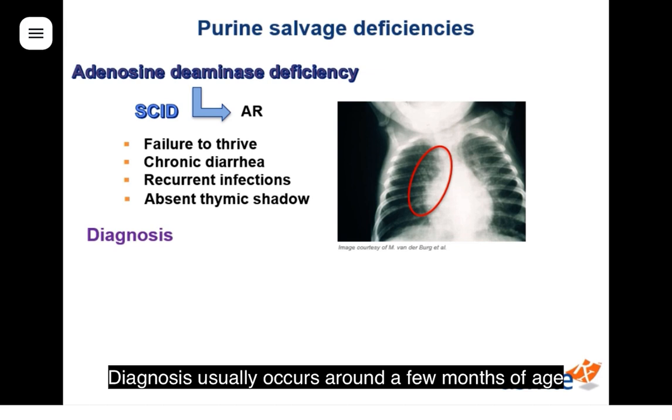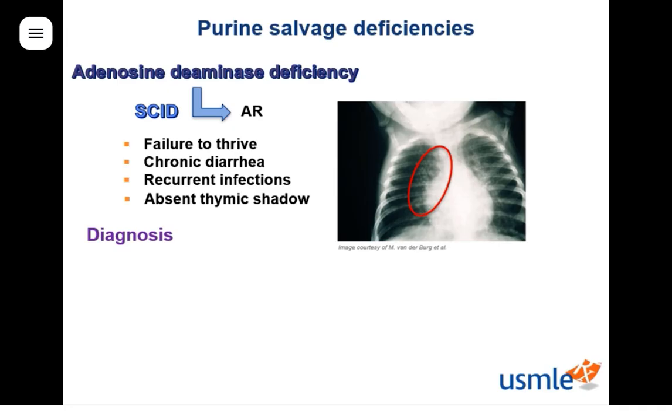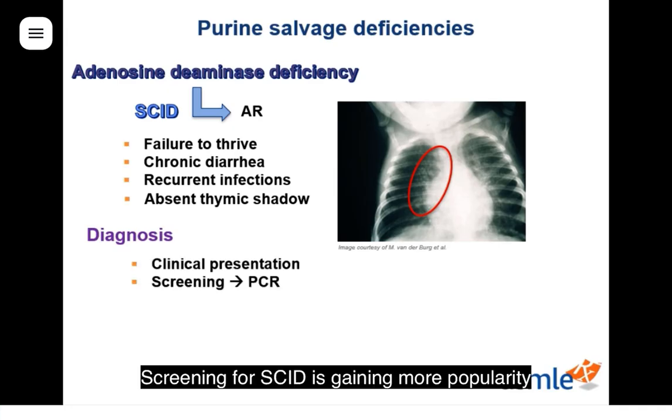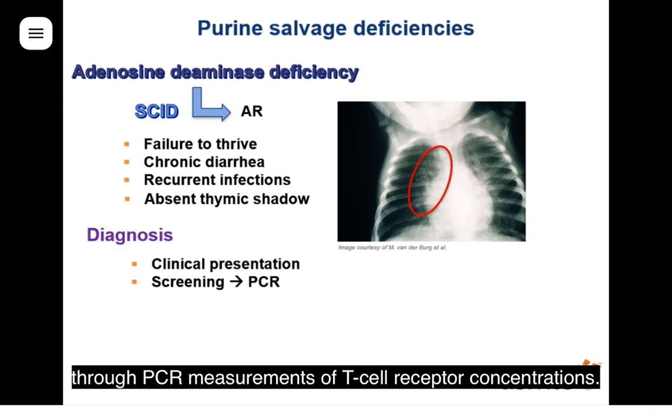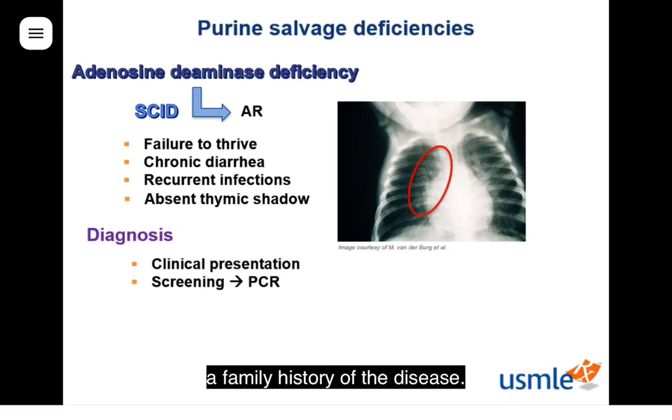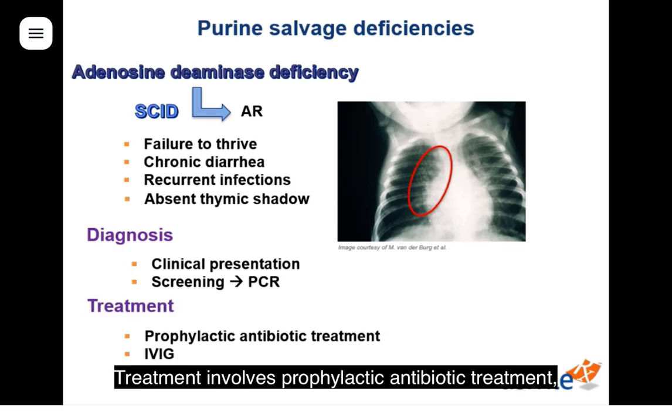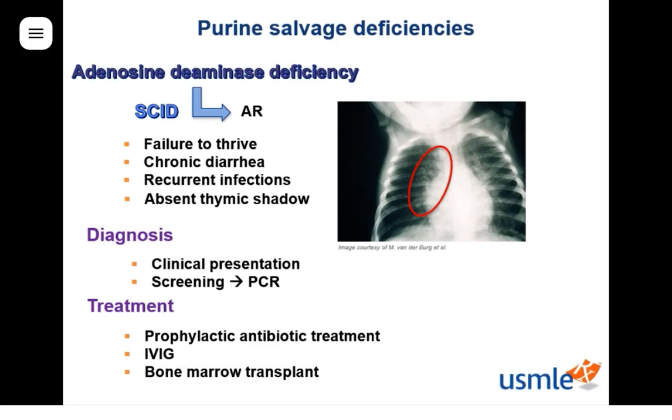Diagnosis usually occurs around a few months of age with the clinical presentation of recurrent infections. Screening for SCID is gaining more popularity and is performed routinely in some states through PCR measurements of T-cell receptor concentrations. Screening can also be done if there's a family history of the disease. Treatment involves prophylactic antibiotic treatment, IVIG, and bone marrow transplant for curative measures. You should also make sure to avoid live vaccines in these individuals.